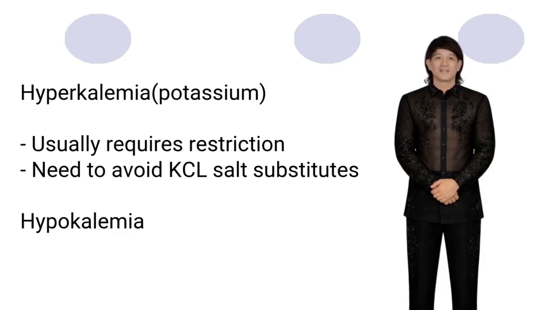Hyperkalemia often requires potassium restriction and avoiding potassium chloride salt substitutes. For hypokalemia, especially in peritoneal dialysis patients, it's crucial to monitor dietary intake and serum potassium levels. Normal potassium intake is 3 to 4 grams daily, while low intake is 2 to 3 grams.